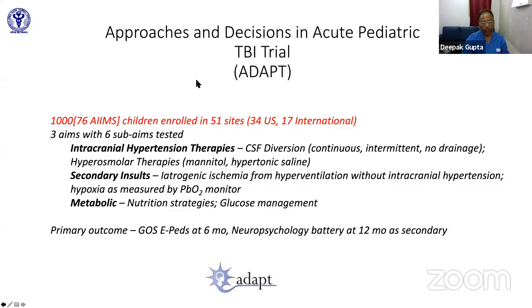Well, I cannot disclose the results. The recruitment has been finished and the data analysis is going on. Only one thing I can share with you is that if you talk about the CSF diversion, contrary to what we expect, that external ventricular drainage will have a better outcome, from a pooled analysis of almost 300 plus children in this study, the CSF diversion group did not fare better as compared to their counterparts.